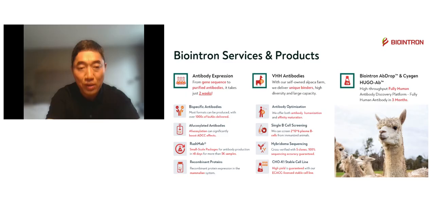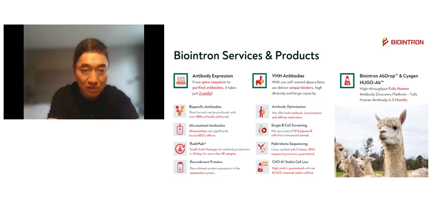Okay. Finally, I'm going to end my talk by mentioning some information about Biointron. As I said, Biointron is a listed CRO. We have more than 1,000 overseas customers. We offer antibody discovery and antibody production services, as shown here. For antibody discovery from gene sequences to purified antibodies, it generally takes just 2 weeks. And also, we are very good at bispecific antibody production. So far, we have very good experience in more than 400 different formats of bispecifics.